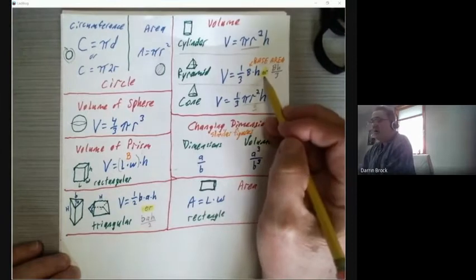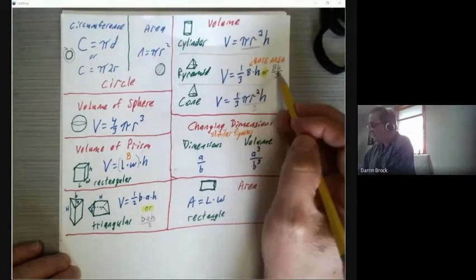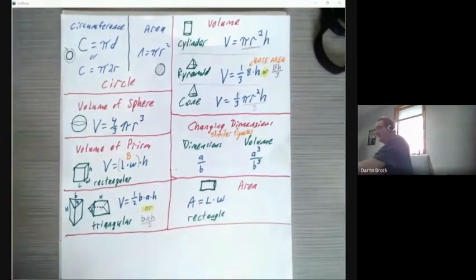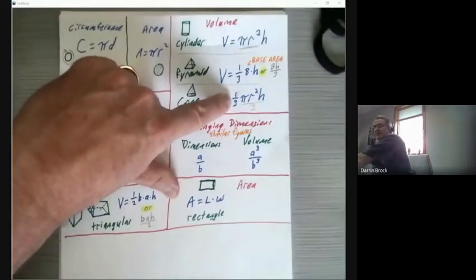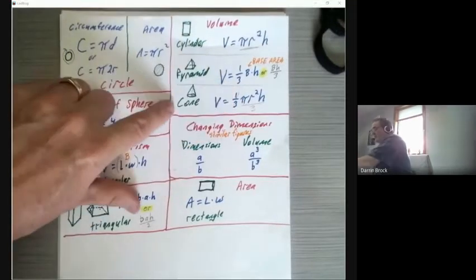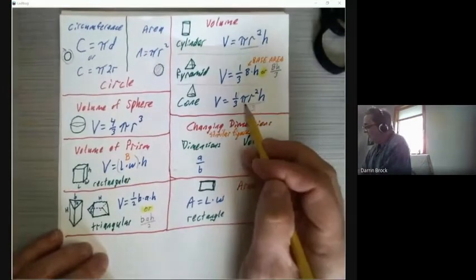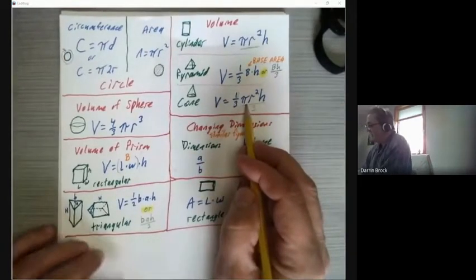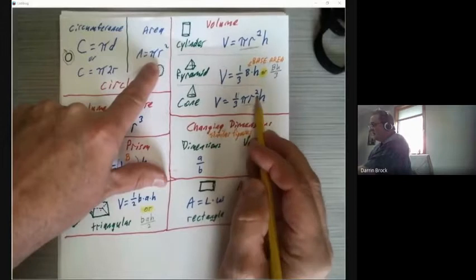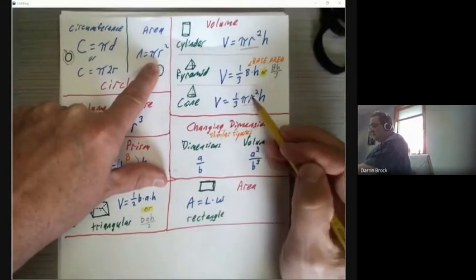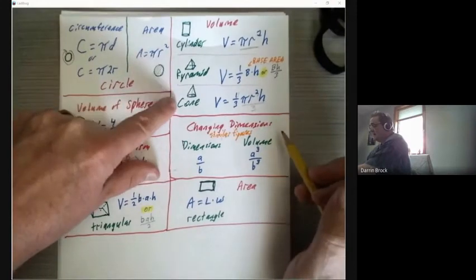Now, I said, or if you don't like multiplying by 1/3, you can divide by 3. That's the same thing, mathematically equivalent. I can multiply by 1/3, or I can cross that out and divide by 3. So either one is acceptable for a cone. The cone is also the base area, but a cone's base is always a circle. So I just substitute the area of a circle, pi r squared. Pi r squared is the base area. So 1/3 times the base area times the height for a cone.